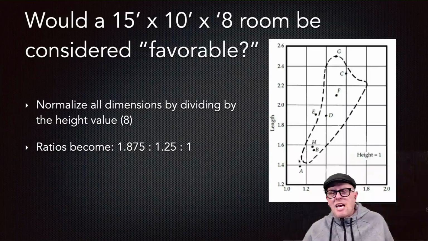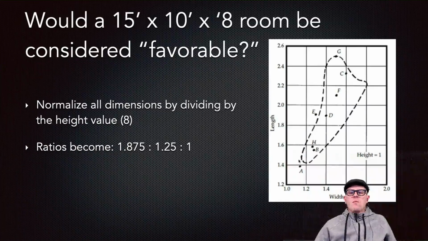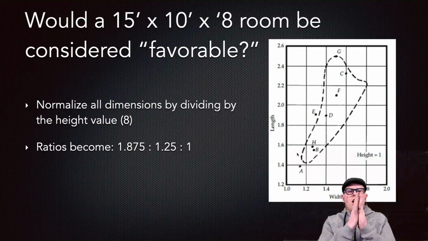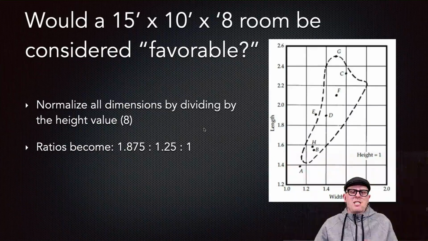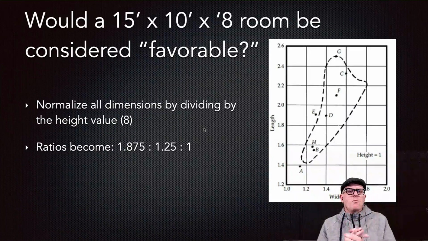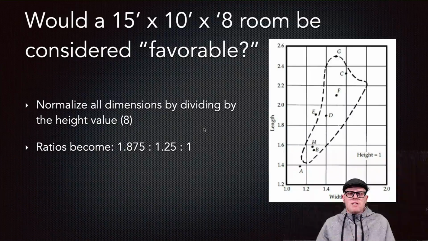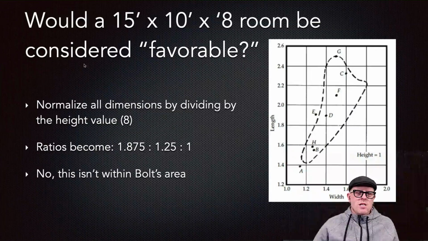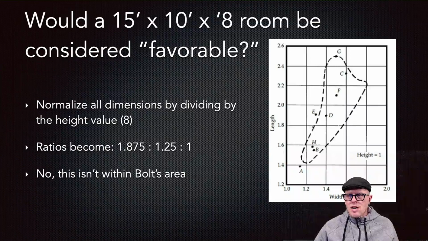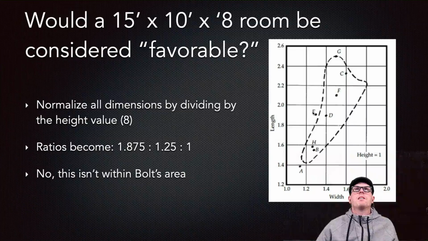What that's indicating is that the harmonics of those modes in one of these axes are going to be pretty close together, which is going to yield very hot and dead spots. So in other words, this one says no, this isn't within Bolt's area. It's not inside the pork chop. This one falls right outside, about E.